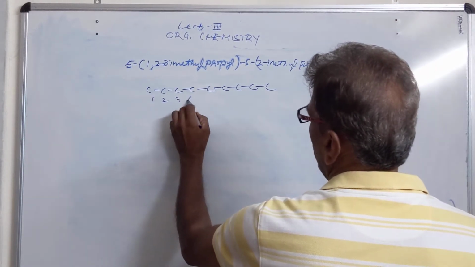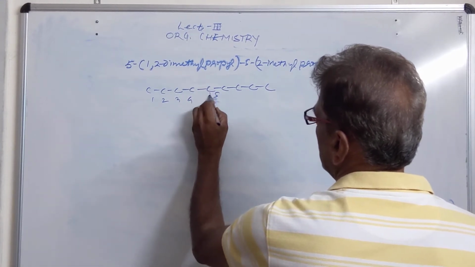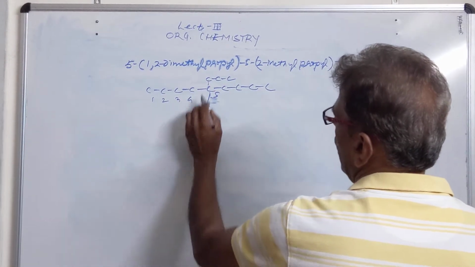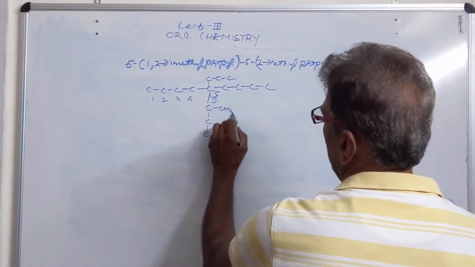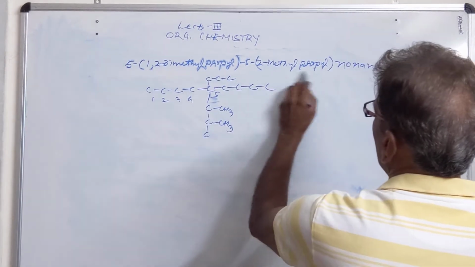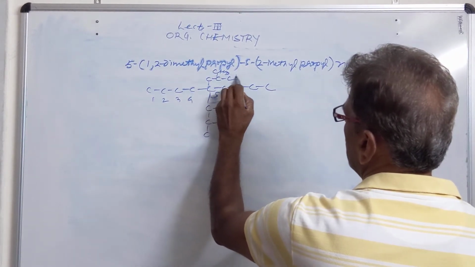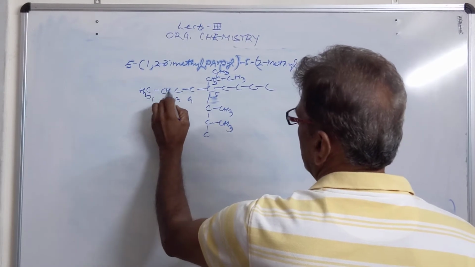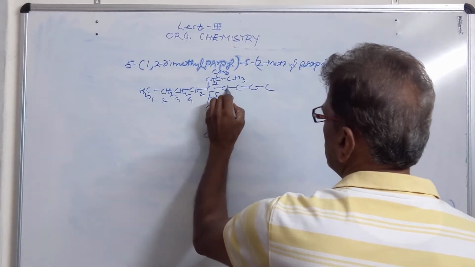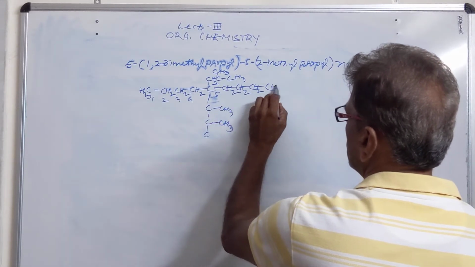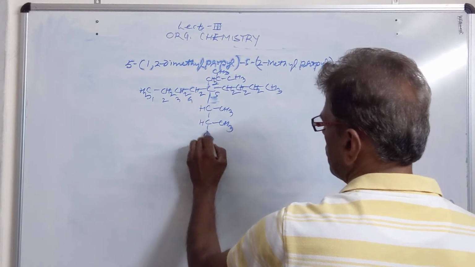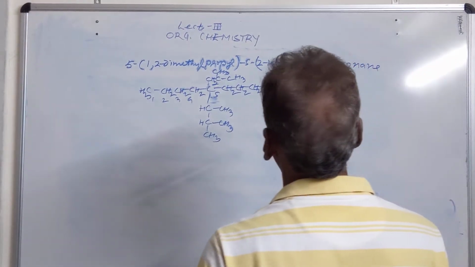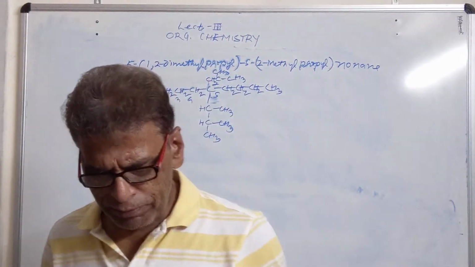Carbon number 5: 1, 2, 3, 4, 5. It contains two chains, propyl group, 1, 2, 3 propyl, 1, 2, 3 propyl. Now 1,2-dimethyl: 1 is given methyl, 2 is given methyl; in 2-methyl propyl, 2 is given methyl here. Complete the tetravalency of each carbon. Now this is the structure of this compound, 5-(1,2-dimethyl propyl) 5-(2-methyl propyl) nonane. In this manner we can name different compounds.